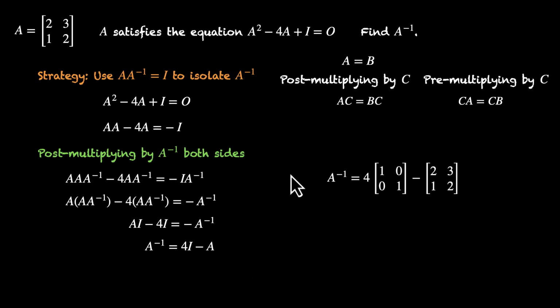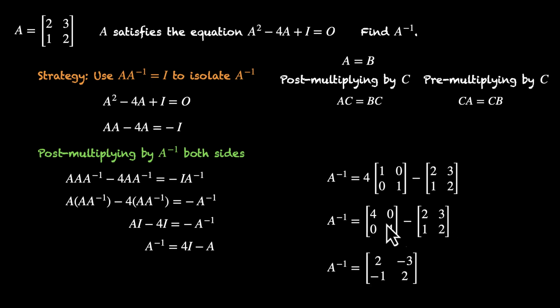Let's do that. A inverse equals to 4 times I, that's 1, 0, 0, 1, minus A, that's 2, 3, 1, 2. So plugging these values, we get A inverse equals to 4, 0, 0, 4, multiplying 4 to each of these elements, minus 2, 3, 1, 2. This is 4 minus 2, that's 2, 0 minus 3, minus 3, 0 minus 1, minus 1, and 4 minus 2. So that's how we can figure out A inverse using this equation.